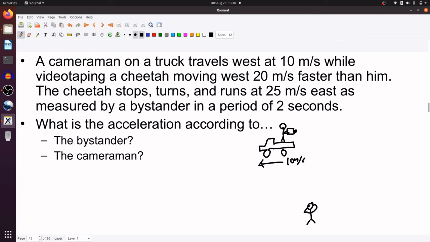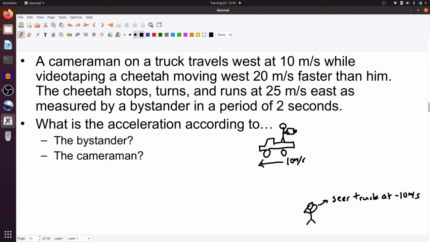So, all right, 10 meters a second. Now, I'm going to write this out here. So the cameraman sees the truck at -10. Why did I put a negative? That's because it's going west, and we're going to need to factor that in a little bit. So he sees the truck moving at -10 meters a second. Okay? Keep that in mind.